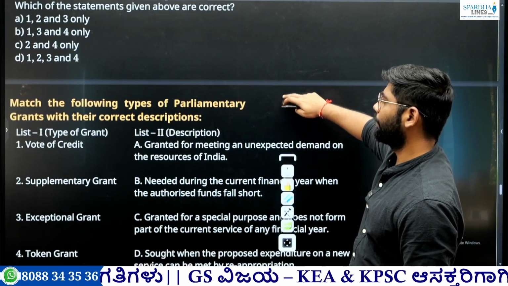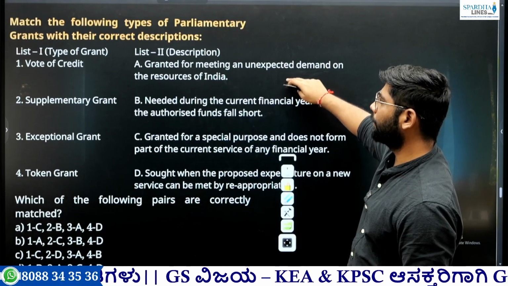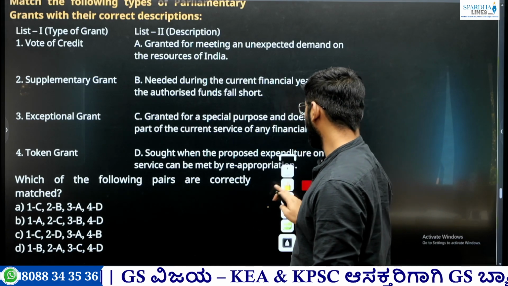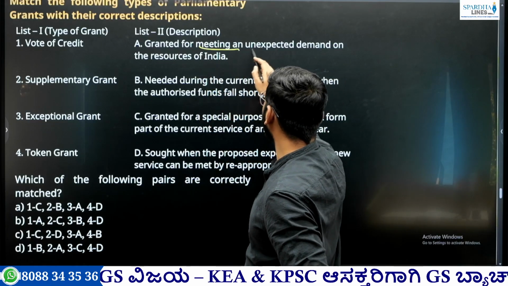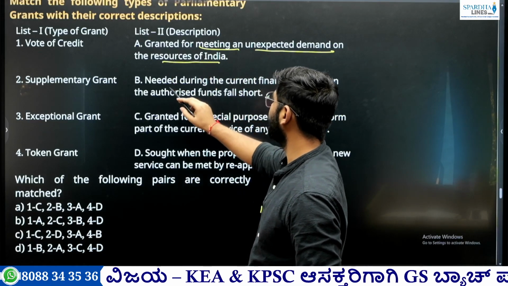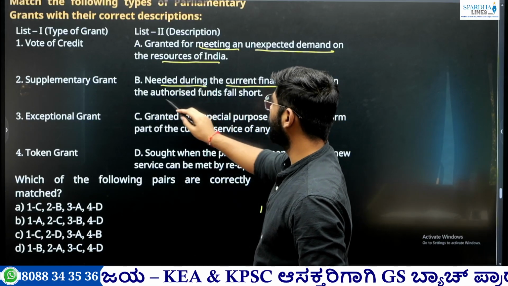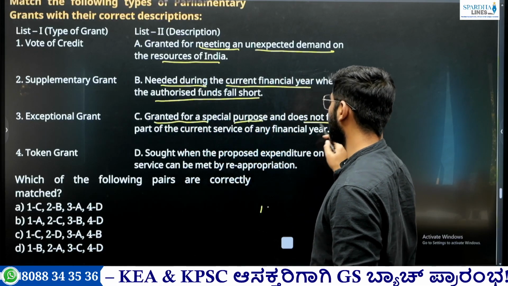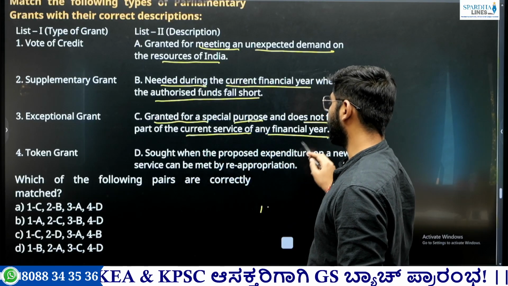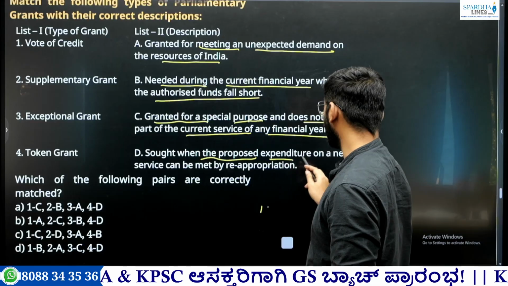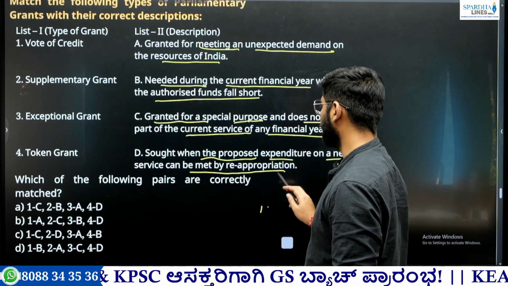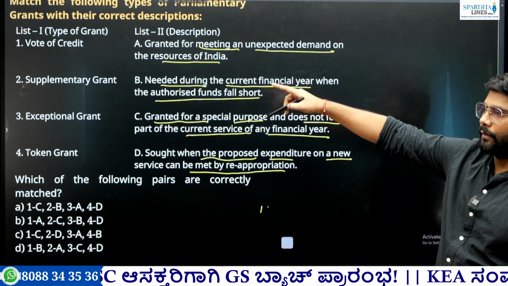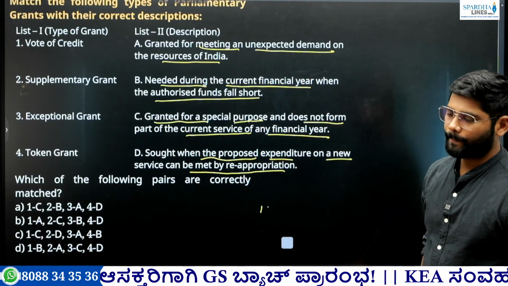It is match the pair. So types of grants are given, then their description. So now let me know which one is correctly matched. Okay. So first is granted for meeting unexpected demand for the resources of India, then needed during the current financial year when authorized fund falls short, then granted for the specified purpose and does not form the part of current service of any financial year, then sought when the proposed expenditure on new service can be met by the reappropriation. Okay, so let me know which type of grant it describes.